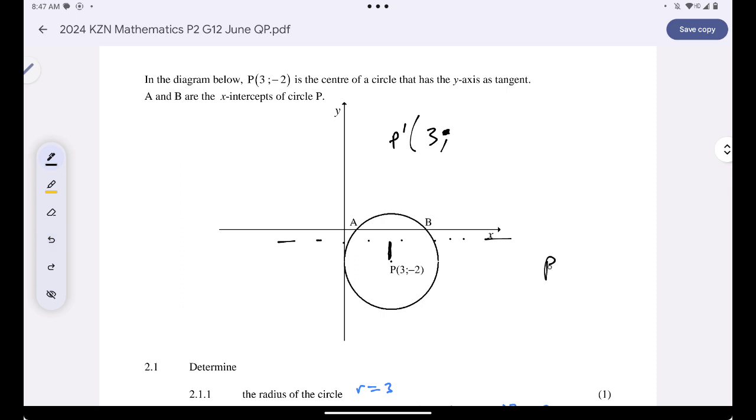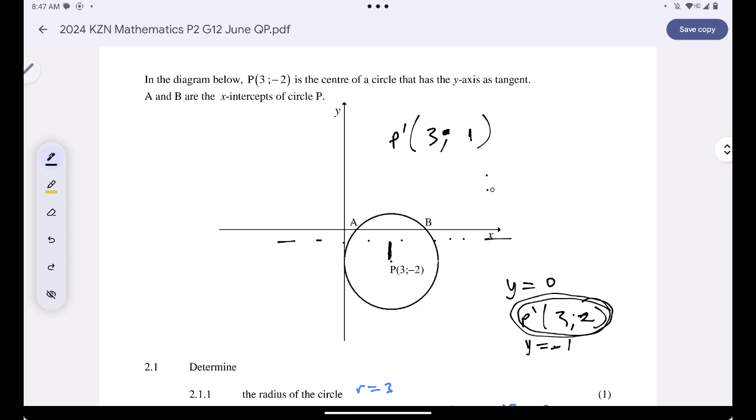If the circle was reflected on the line y is equal to 0, né? The coordinates of P would have been 3 and +2. Are we together? But now the circle is reflected on the line y is equal to -1. So that means we're just going to take this point and move it 1 unit down. So my center will be 3 and 1. 3 and 1 will be the coordinates of my center.